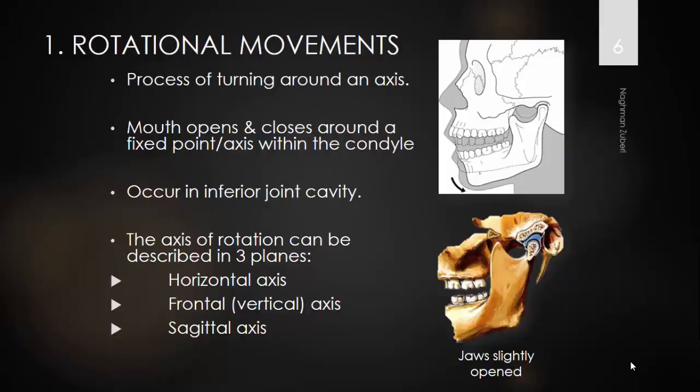Rotational movements: a process of turning around an axis. The mouth opens and closes around a fixed point axis within the condyle. It occurs in the inferior joint cavity. Again, I am emphasizing this fact that the TMJ has 2 components, the superior component and the inferior component, and the opening and closing movement, or the rotational movement, occurs in the inferior component. The axis of rotation can be described in 3 planes: the horizontal, frontal and sagittal axis.